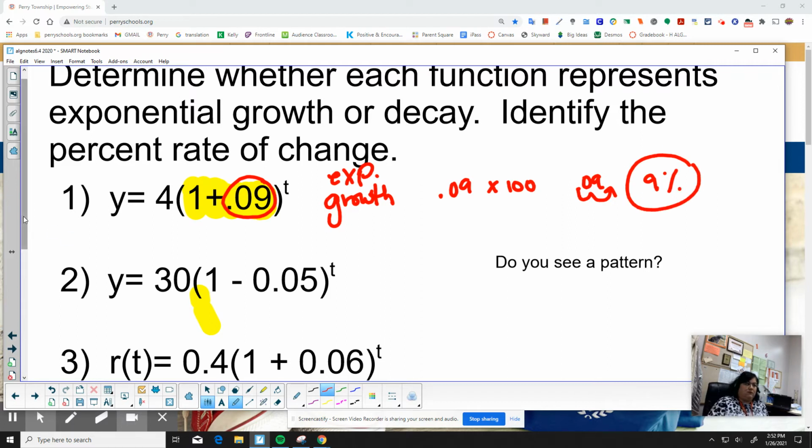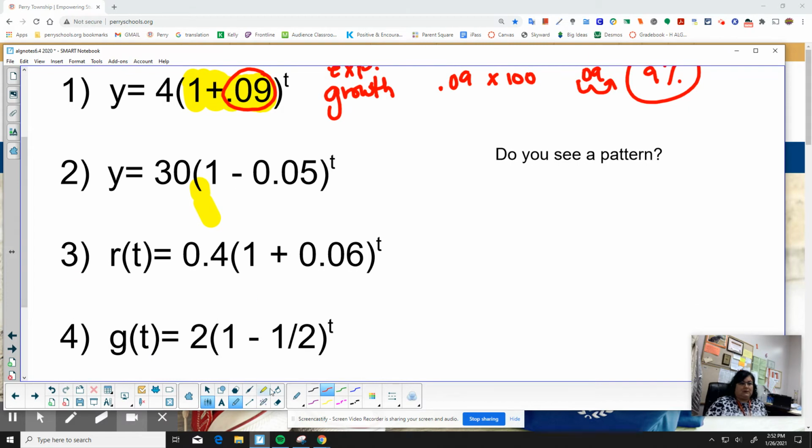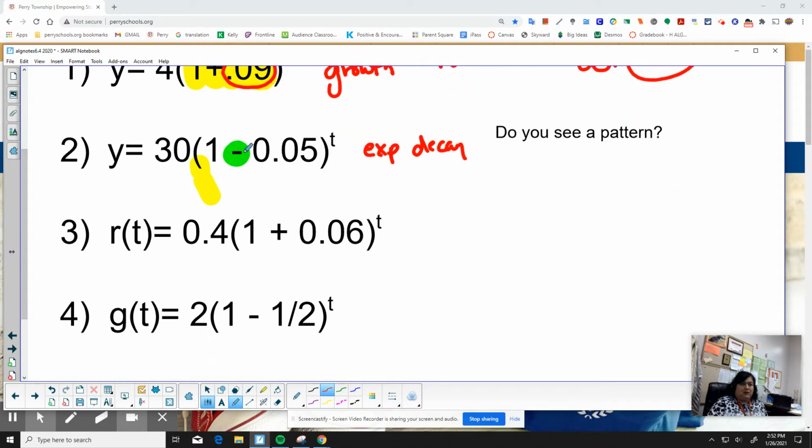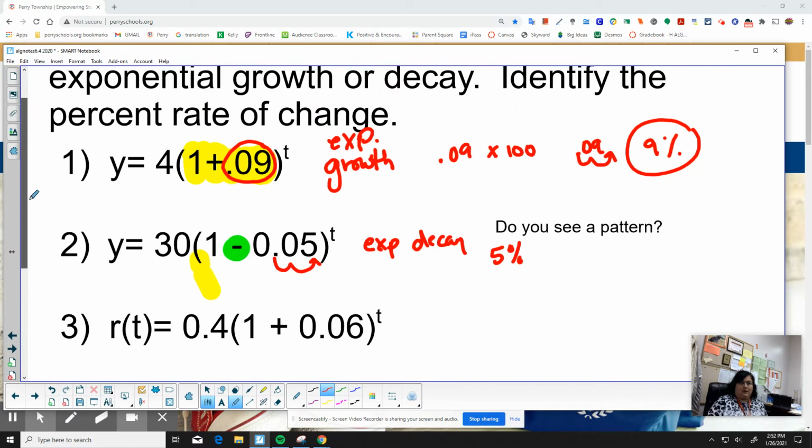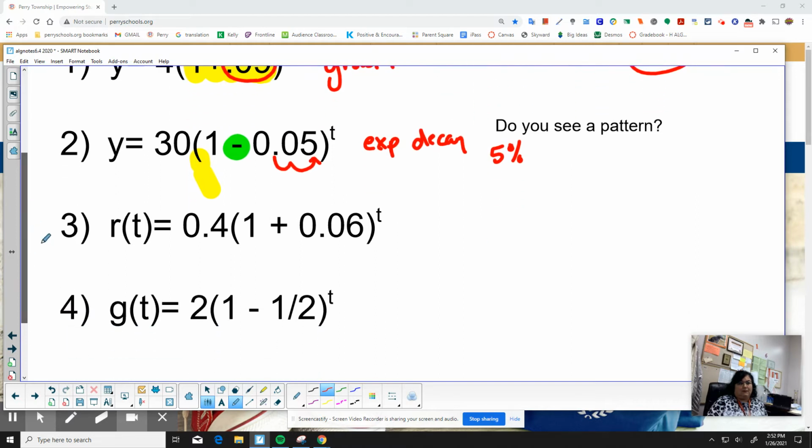Okay, so it works the same for number 2. You can see that this is a decay function because there's a minus sign in here. So this is exponential decay. And to get my percent rate of change, I look right here, and I move the decimal over twice. So that's 5%. So my rate of change is 5% decay. All right, and same thing here.